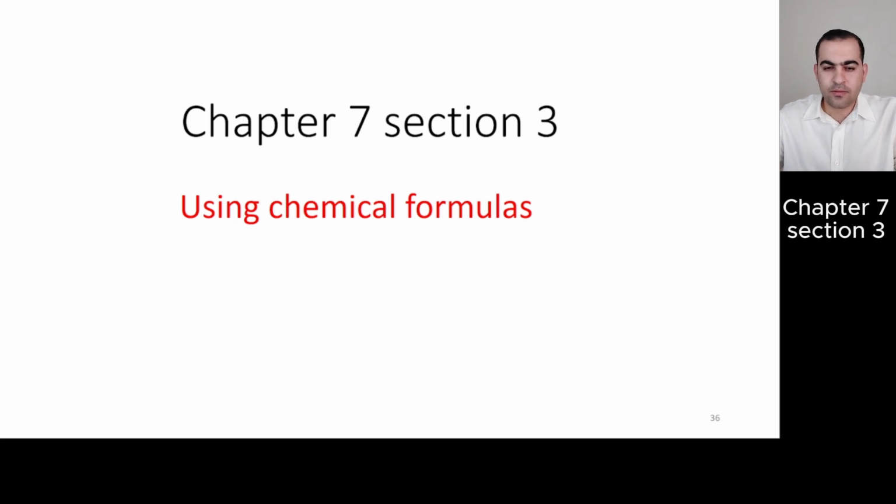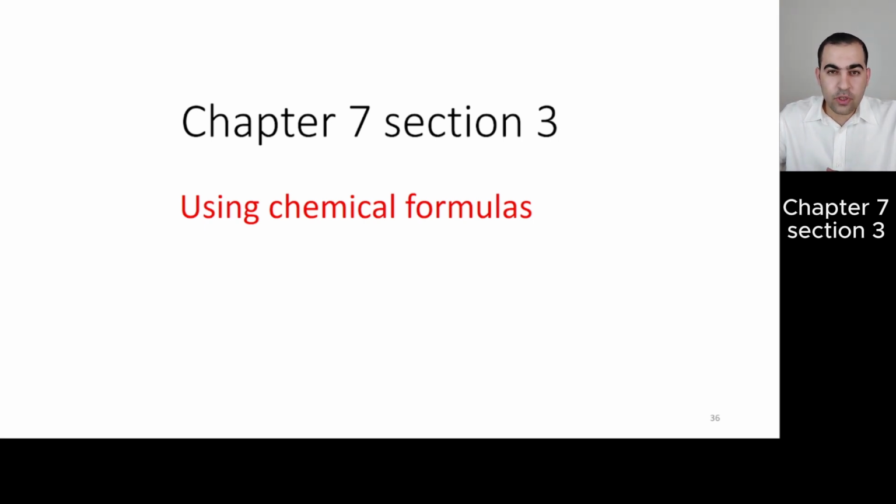In this video we're going to talk about chapter 7 section 3, using chemical formulas. We all know that in section 1 we learned about names of ionic and molecular compounds and their formulas. We said chemical formula is very important in chemistry. Now we know how to name and how to write the formula of any compound, especially binary ionic and binary molecular compounds.